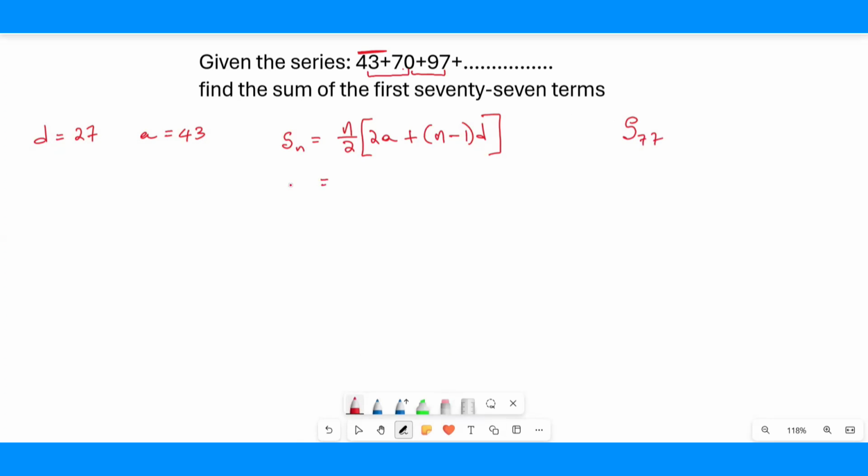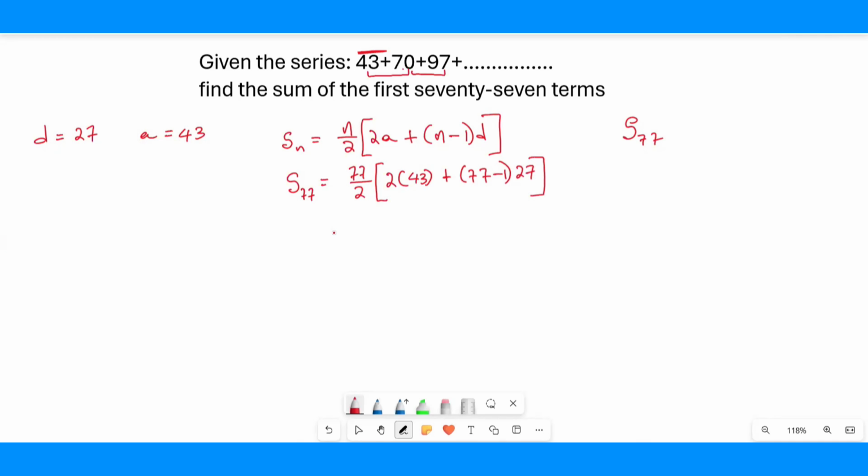So basically, we're just going to substitute. Here we're talking about the sum of the 77th term. We're going to put 77 where n is, over 2. Then we're going to have 2 times a, which is 43, plus n, which is 77 minus 1, times d, and d is 27.